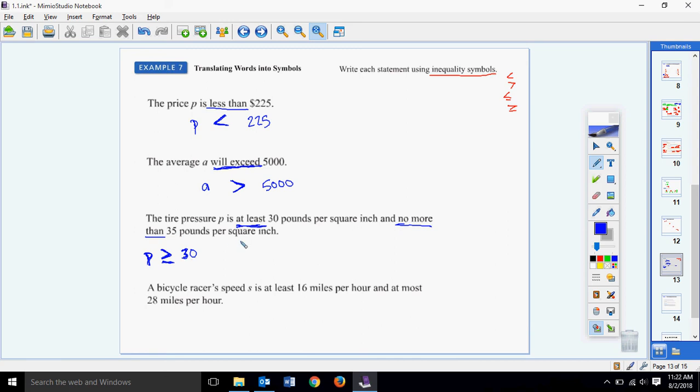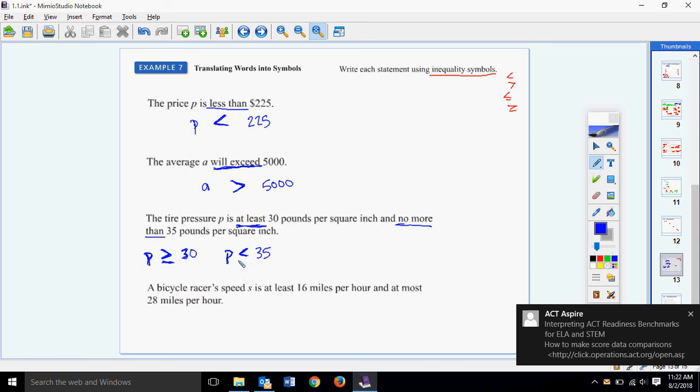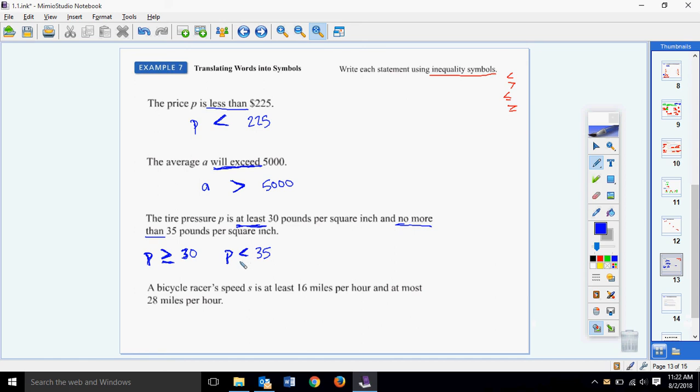Now let's work with the one with 35 pounds. The pressure can be no more than 35. No more than. So can the pressure be bigger than 35? No, because we can't be more than. So the pressure needs to be less than the 35. Can it be 35? It just says no more than, but doesn't say anything about we can't be 35. So I want to put that or equal to there. It's 35 or less.